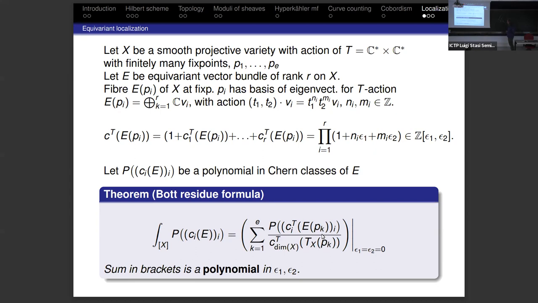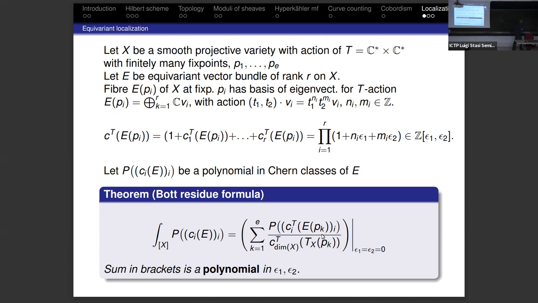Now, if you think of it, this is incredible. At each fixed point you have a rational function in epsilon1, epsilon2, a polynomial in epsilon1, epsilon2 divided by another polynomial, and you sum it over all the fixed points. And then I claim one should put epsilon1, epsilon2 equal to zero in this. This seems to be nonsense because there's no reason why I should be able to do this. But the theorem guarantees that this expression actually is a polynomial in epsilon1, epsilon2. The denominator has to cancel by the theorem. And then we can put epsilon1 and epsilon2 equal to zero, and we get our answer.